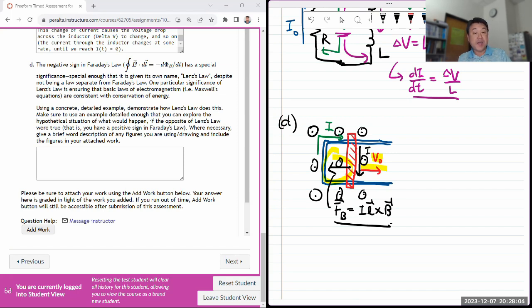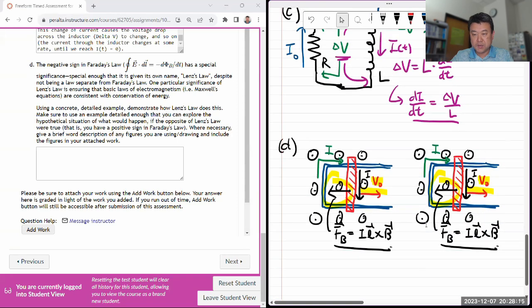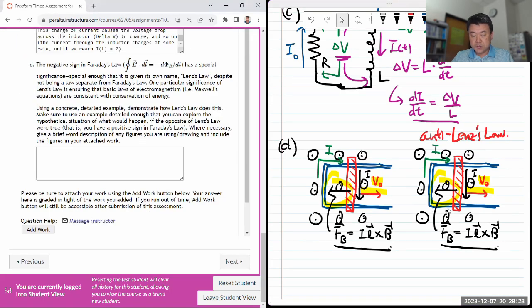So now let's imagine the version with anti-Lenz's law. Let's figure this out. Anti-Lenz's law basically changes the direction of current. Let me make sure I have enough time. So this current, instead of flowing in the clockwise direction that we figured out, would actually flow in the counterclockwise direction. That's the immediate consequence of anti-Lenz's law.